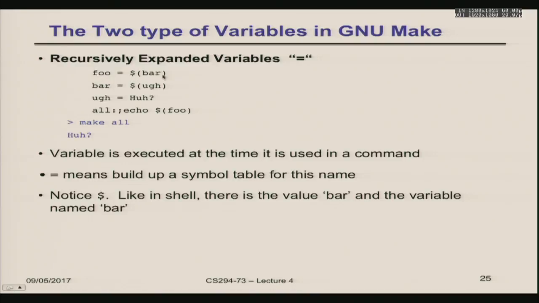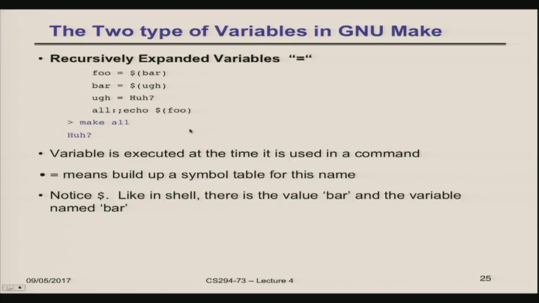So $bar or $anything says take what's in that variable and give me what it's defined to be. So foo is defined to be whatever is in bar. Bar is defined to be whatever ug is defined to be. And now ug is finally defined to be a string. So here's my target all, and it just echoes to the terminal whatever's in $foo.